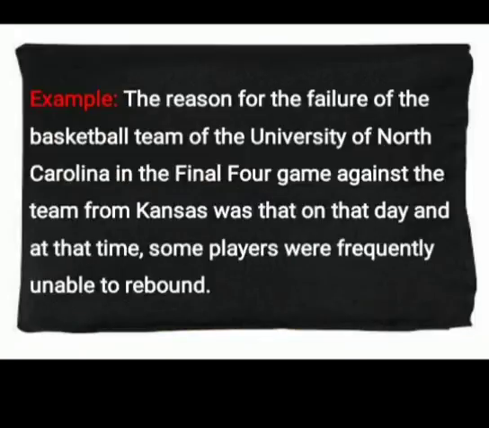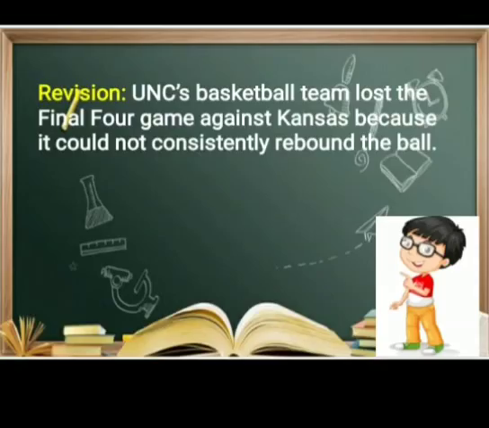Example: the reason for the failure of the basketball team of the University of North Carolina in the Final Four game against the team from Kansas was that on the day at the time, some players were frequently unable to rebound the ball. Revision: the UNC basketball team lost the Final Four game against Kansas because it could not consistently rebound the ball.